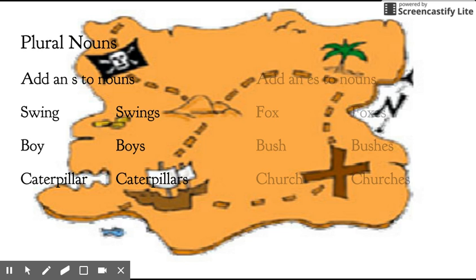If you're going to add an ES to a noun to make it plural, it's because the end of the noun actually makes it hard to say when just adding an S. So you add an ES so that you add that additional syllable. So fox becomes foxes, bush becomes bushes, church becomes churches.